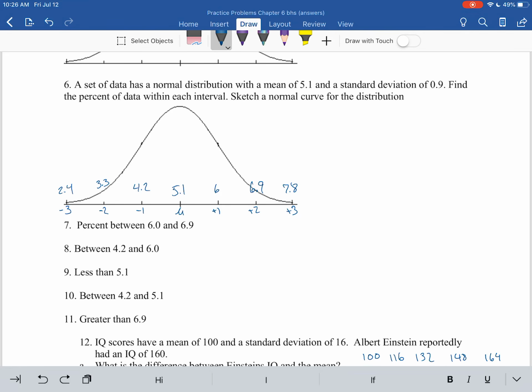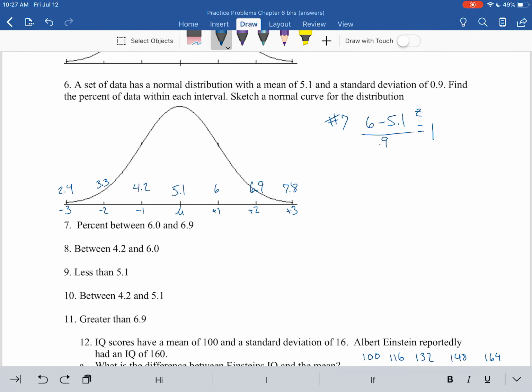So for number 7, we're going to number this real quick. What you're going to do is take your x, which is 6, minus your mean, 5.1, divided by the standard deviation of 0.9, and this is going to give you a z-value. Your z-value will be 1, which is what this is. From the mean to 6 is 1 standard deviation, and that is what our z-value is always going to tell us: how many standard deviations away from the mean you are.